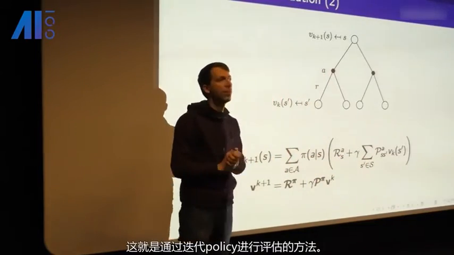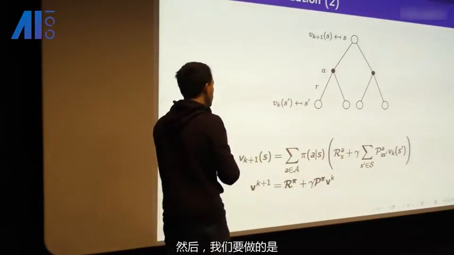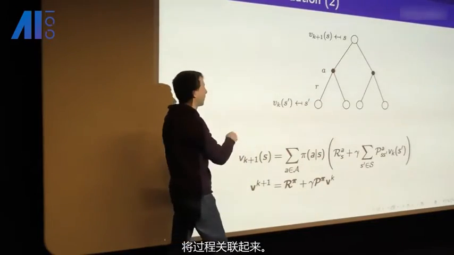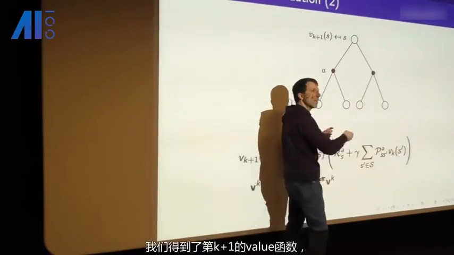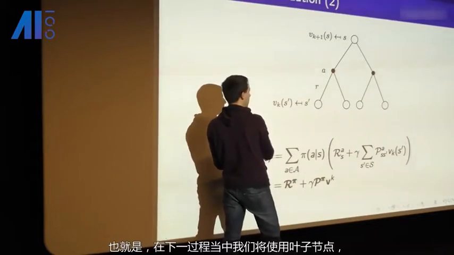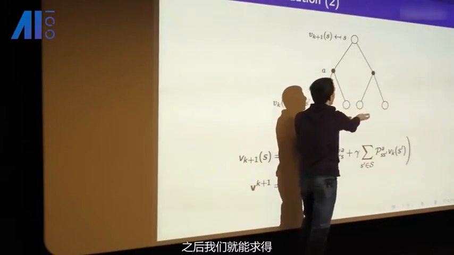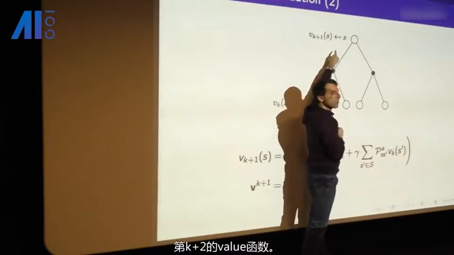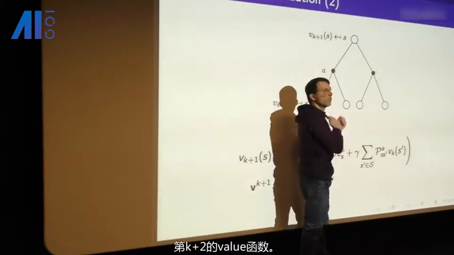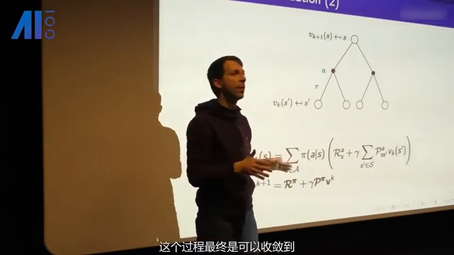Okay, that's the idea of iterative policy evaluation. Then we iterate that process. We take the value function we've just computed, our vk plus 1, and now that takes a turn at being the leaf. We plug that in at the leaves, back that up, and we get vk plus 2 at the root. We do that for every state, we iterate, and this process is guaranteed to converge on the true value function.